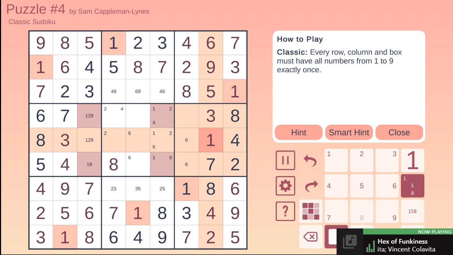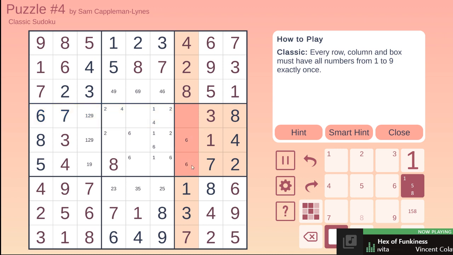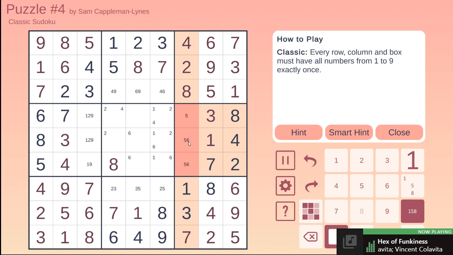1, 2, 3, 4. One of these has to be a 5. Then there's a 6, 7, 8, and there has to be a 9 somewhere. Any one of them can be a 9. This is a 5, 6, 9. Great. Now, what does this mean for the middle square?